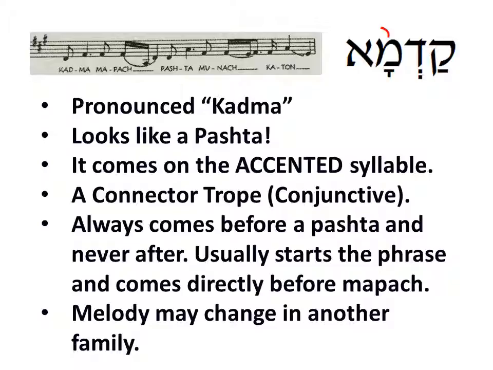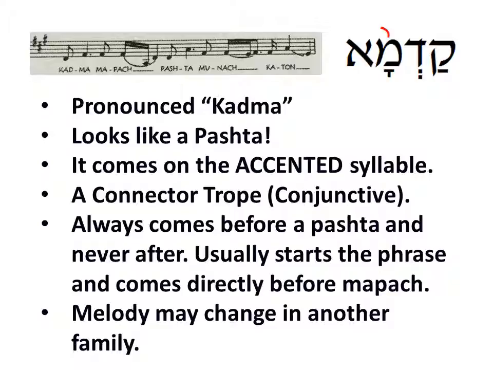Finally, we're going to look at the Kadma, which is the very first trope in the regular family. Now, I don't believe you would ever have a Uteiv and a Kadma in the same sentence, although I may be wrong, but the Kadma falls at the beginning of this family just like a Uteiv falls at the beginning. A Kadma looks just like a Pashta, except the Kadma comes on an accented syllable. It's a connected trope. Pashta is a disjunctive trope. And it always comes before a Pashta in the family, never after. It usually starts the phrase and then comes directly before Mapach.